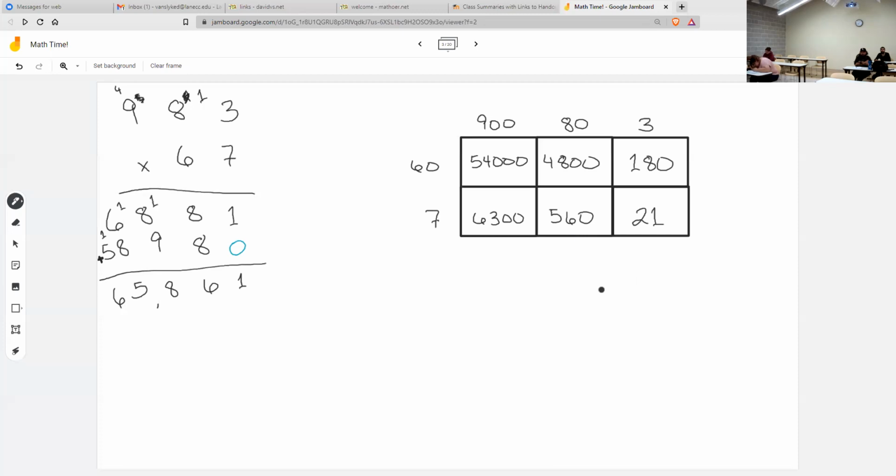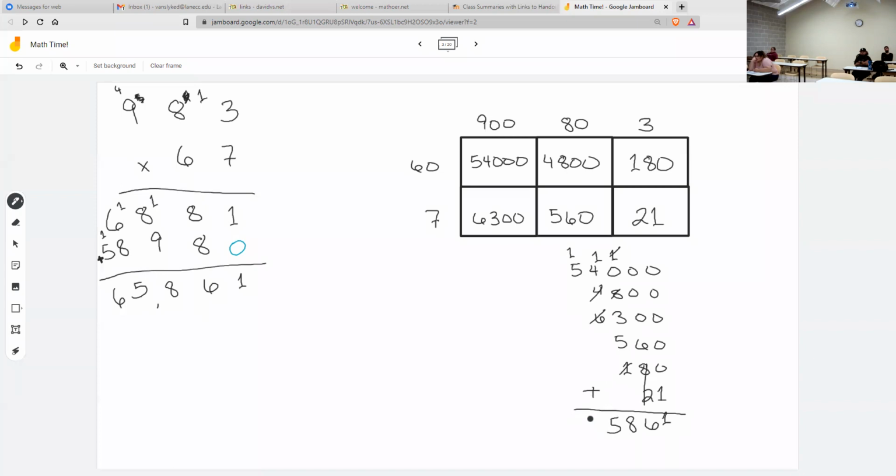If we're adding things up on the other side, 54 with 3 zeros, 48 with 2 zeros, 63 with 2 zeros, 560, 180, and 21. And then we add up all of that, we get a 1. 8 and 2 makes a 1. And 8, 9, 10 makes a 1. 5 and 3 is 8. 6 and 4 makes a 1. And 5 and 1 makes 6. So we get the same answer either way.